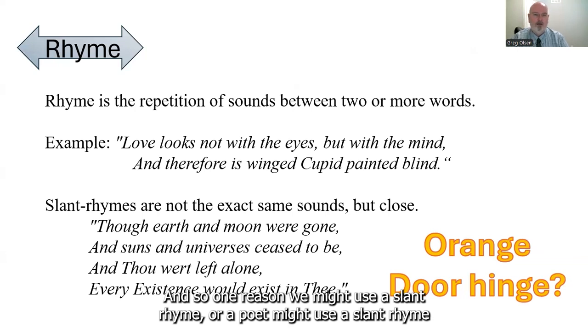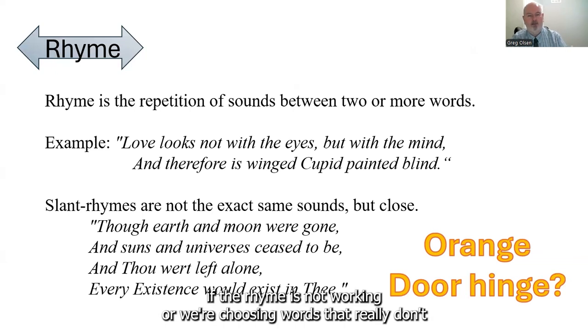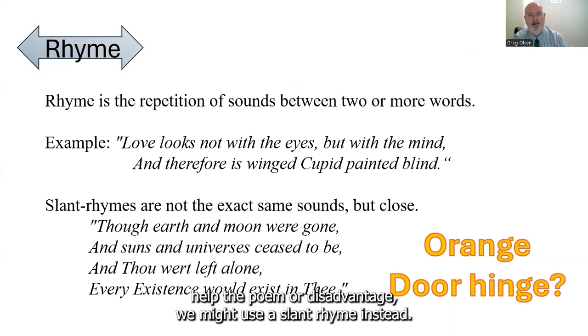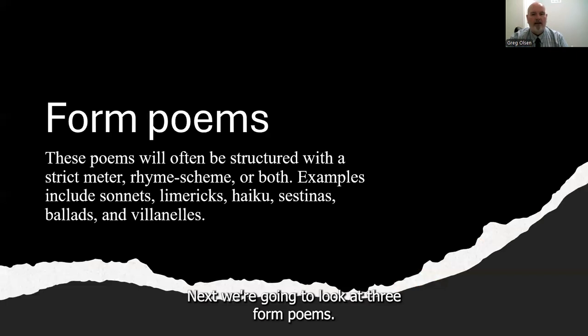One reason a poet might use a slant rhyme is if the rhyme is not working, or if we're choosing words that really don't help the poem, so we might use a slant rhyme instead. Next, we're going to look at three form poems.